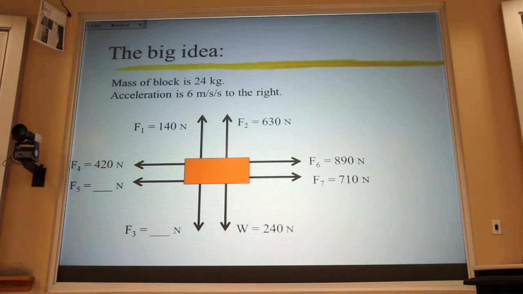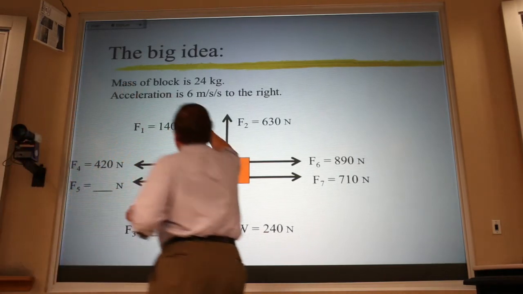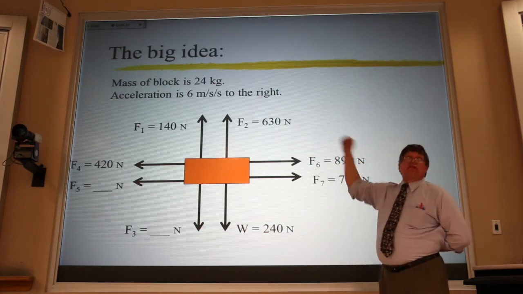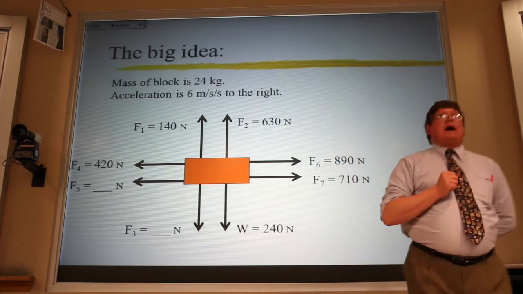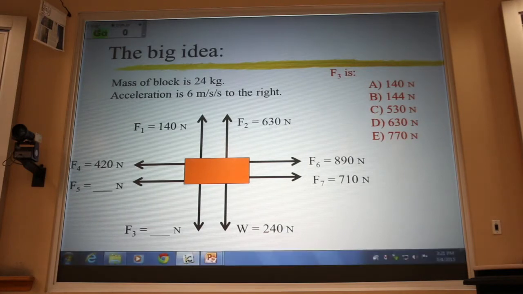Now, granted, drawing the free body diagram is often the challenging part, and here I've done it for you. But given this free body diagram, and given the fact that the mass is 24 kilograms, and the acceleration is 6 meters per second squared to the right, if I asked you, how big is F3, could you do it? With your clicker, tell me what F3 is.